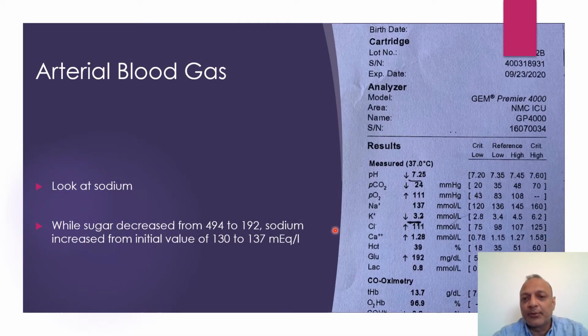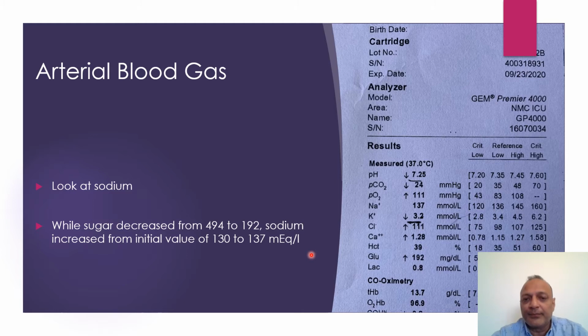This is the patient's subsequent ABG. Here we can see patient is improving. His pH has improved to 7.25, pCO2 to 24, potassium as expected has decreased to 3.2, his glucose value has dropped to 192, and additionally his sodium value has increased from 130 to 137 milliequivalent per liter.